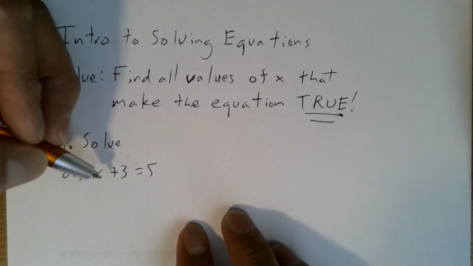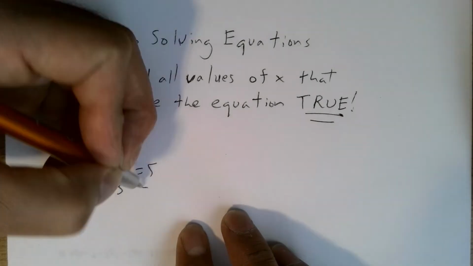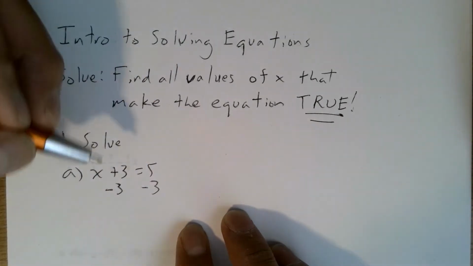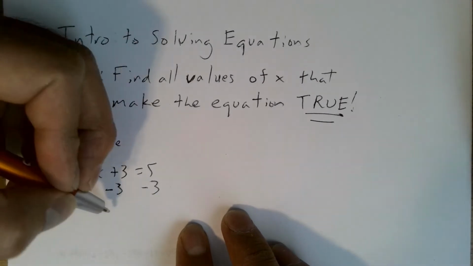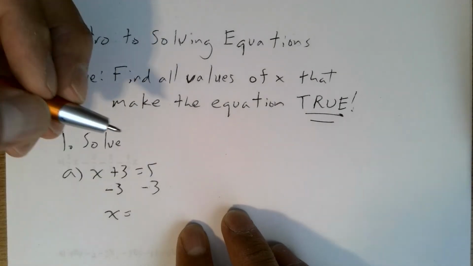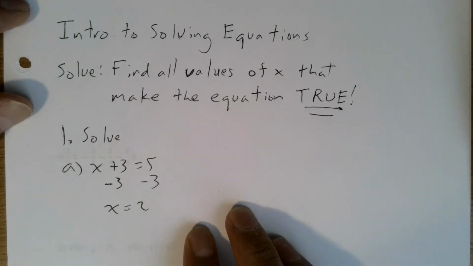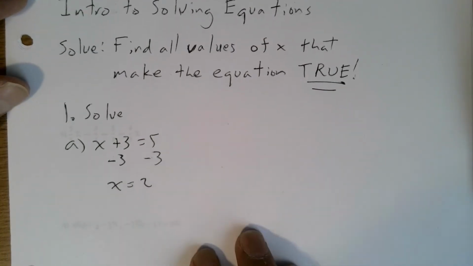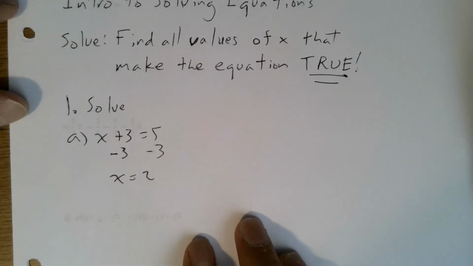In this case, we want to get rid of this plus 3, so I'm going to subtract 3 from both sides. Here we've got 3 minus 3 equals 0, so we've got x plus 0, so I just write x. On the other side, I've got 5 minus 3 is 2. And not surprisingly, we end up with x equals 2. Okay, that's 2 of your 3 marks. The third mark is you need to show me that when x equals 2, the equation is true.